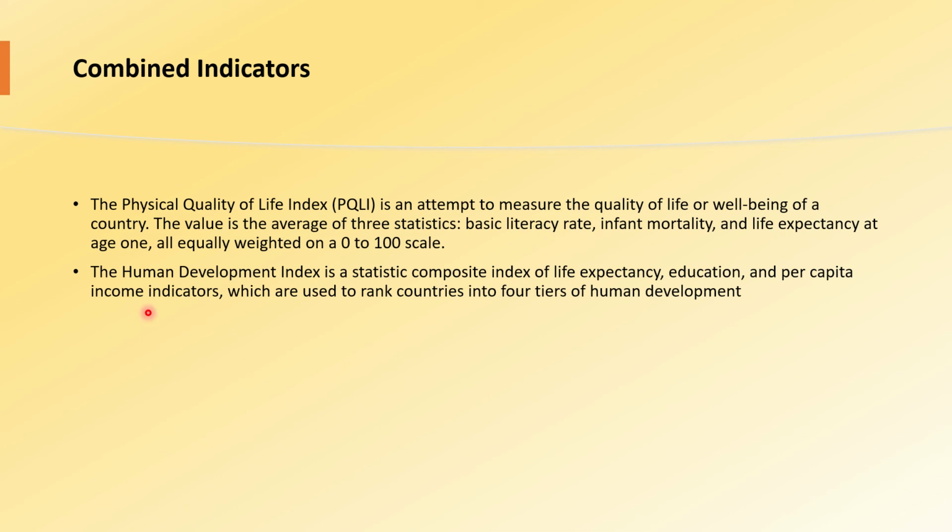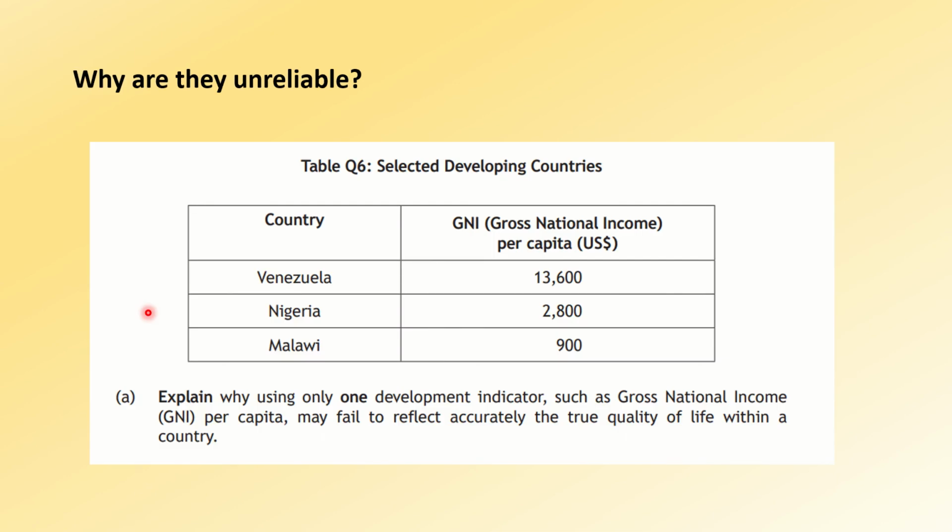Okay, so now we're really starting to get to the nitty-gritty. What you'll be asked to do is to comment on why using one indicator on its own, maybe a social indicator, maybe an economic indicator, is not reliable, and why using combined indicators is more reliable. So here's what a question would look like. Explain why using only one development indicator, such as gross national income, you see there, you need to know some examples of economic indicators in order to be able to understand the question. Explain why they may fail to reflect accurately the true quality of life within a country. Well, let's have a look.